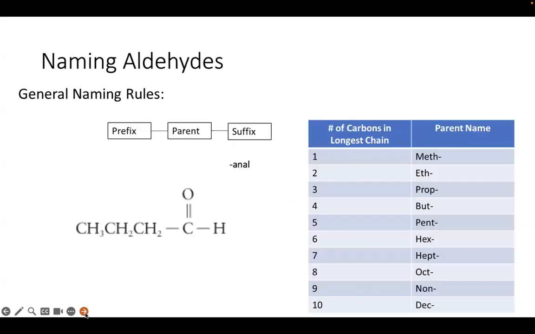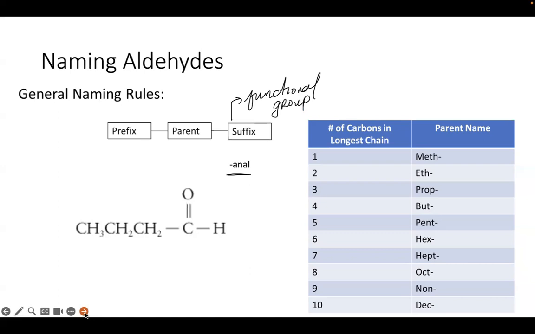So how do we name aldehydes? This screen we've seen a lot, right? The same general naming rules apply, only we have a new suffix, and the suffix corresponds to our functional group. So this time, if we're naming something with an aldehyde on it, the suffix is going to be "-anal", basically.